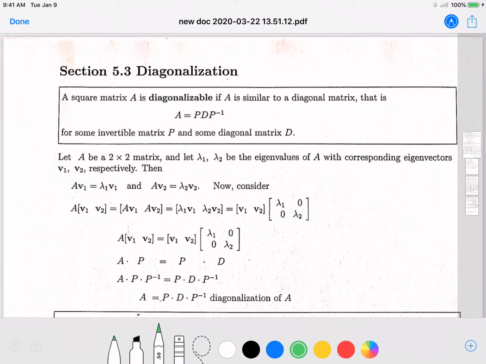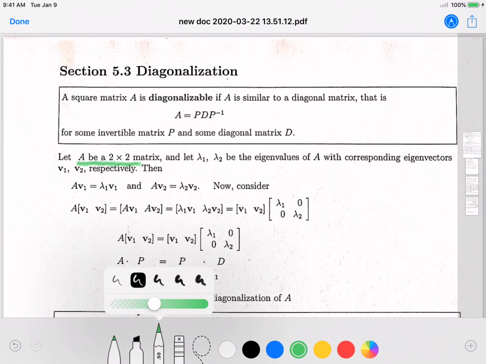Diagonalization. A square matrix A is diagonalizable if A is similar to a diagonal matrix. That is, A is equal to P times D times P inverse for some invertible matrix P and some diagonal matrix D. So let's consider a 2 by 2 matrix.